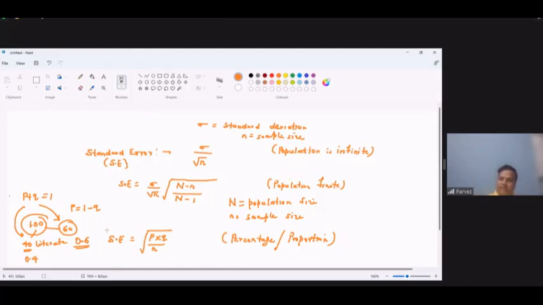Is it clear what is P and Q? Yes, sir. So P is the proportion of success, Q is the proportion of failure. Remember, P plus Q will always be equal to 1. P is equal to 1 minus Q, or Q is equal to 1 minus P. So in this case, will the numerator be 0.4 into 0.6, sir? Obviously, 0.4 into 0.6 divided by 100. That's it.